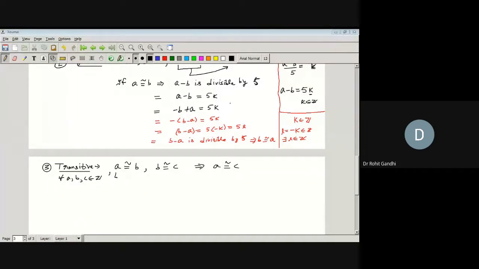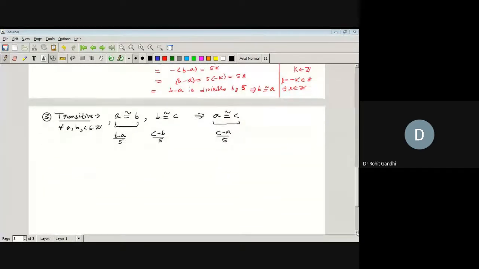So A is in relation with B. What does it mean? That B minus A is divisible by 5. B is in relation with C. What does it mean? That C minus B is also divisible by 5. What we have to prove? That A is in relation with C. That means C minus A is also divisible by 5. Yes. Anybody who will let me know the proof of this?